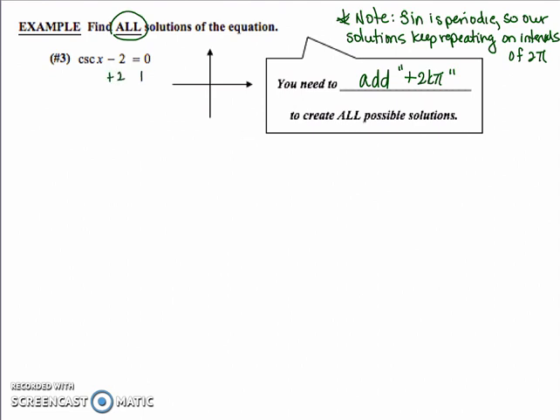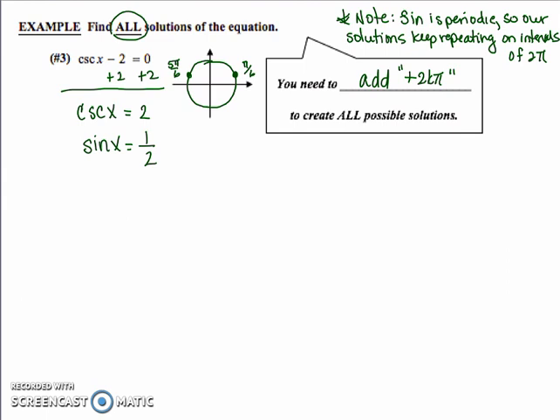So if we add 2 to solve this, then we have cosecant of x equals 2. Well, cosecant is the reciprocal of sine. So if cosecant of x equals 2, then sine of x would be the reciprocal of 2, which is 1/2. So first question, where does our sine value equal positive 1/2 on the unit circle? That's going to have to be in quadrants 1 and 2, and that happens at pi over 6 and at 5 pi over 6.